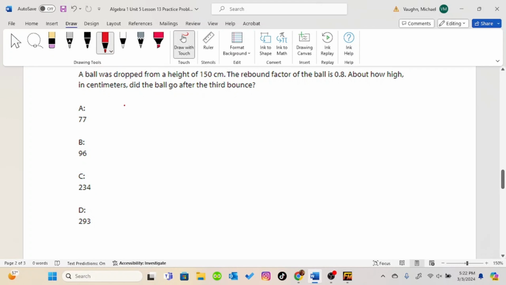A ball was dropped from a height of 150 centimeters. The rebound factor of the ball is 0.8. About how high in centimeters did the ball go after the third bounce? So this is going to be an exponential function. We know that our starting point was 150 centimeters. We know that our growth factor is 0.8, and we know that we are on the third bounce.